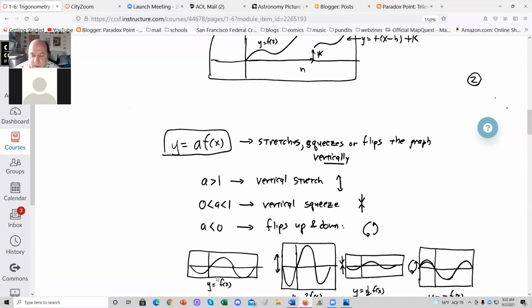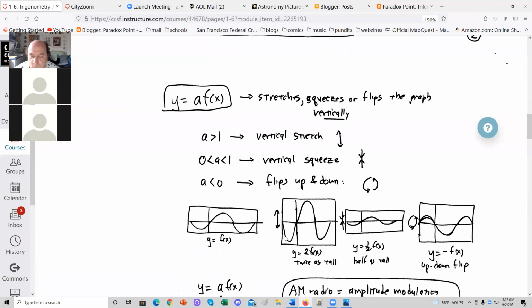So for example, if this is f of x, 2f of x is twice as tall. If a is between 0 and 1, it's a vertical squeeze, it makes it shorter. So a half f of x is a shorter graph than that. And if a is negative, that flips it up or down. So if here it's f of x going up, then down, and up, negative f of x goes down, then up, then down.